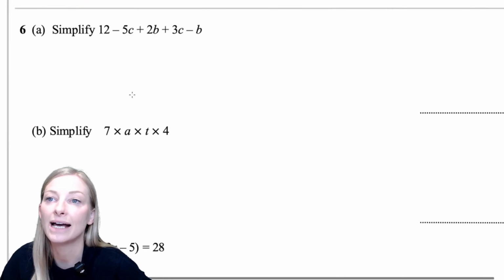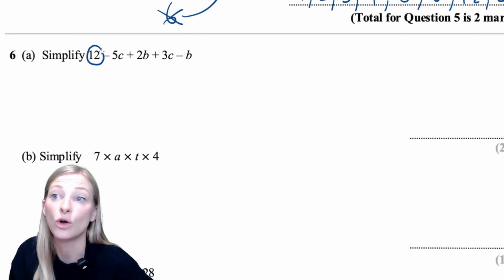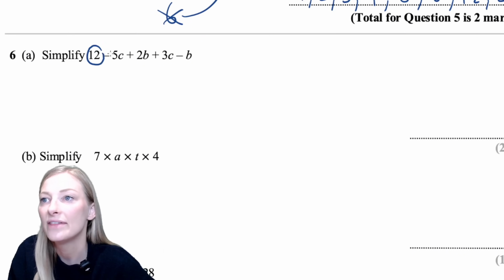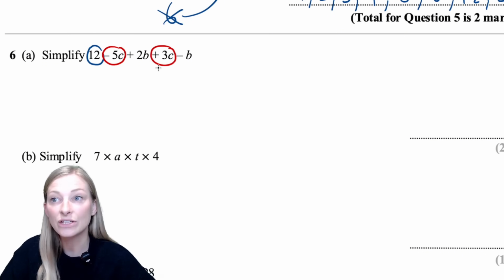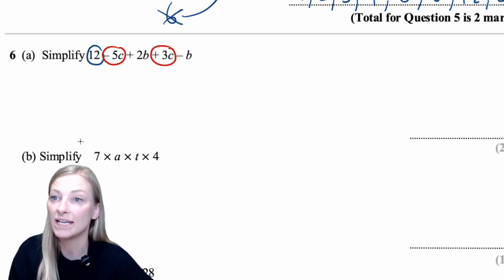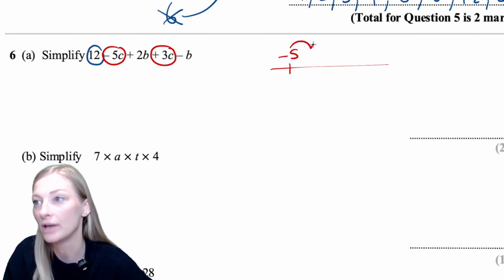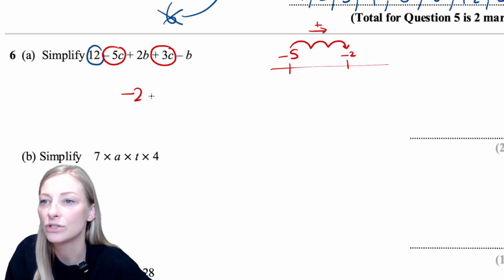So I'm going to look at the 12, and that is the only term that is a constant term, the only one without any letters. So that can't go with anything else. Then let's have a little look at the minus 5c and the add 3c. If I'm at -5 and I add 3, I'm going to come up towards 0. So if you're at -5 on the number line and you add 3, you're going this way, -4, -3, up to -2. You're adding, so you're going that way, adding 3. So we've now got -2c.